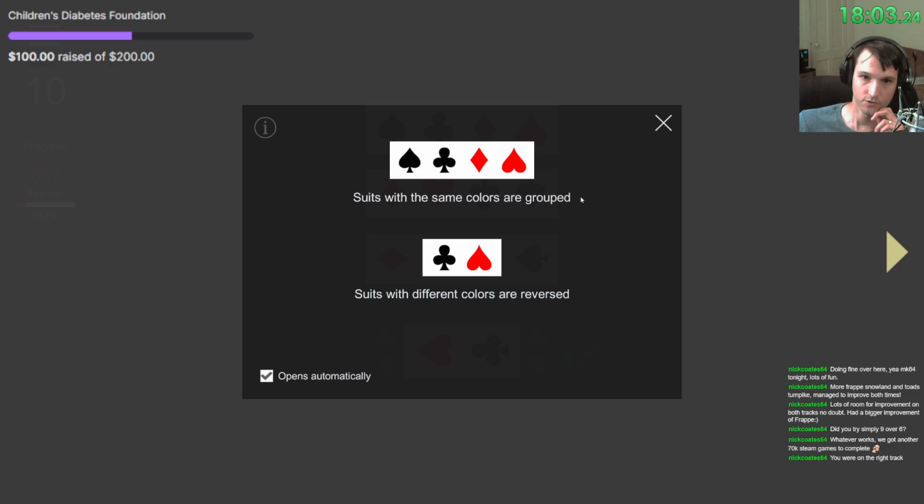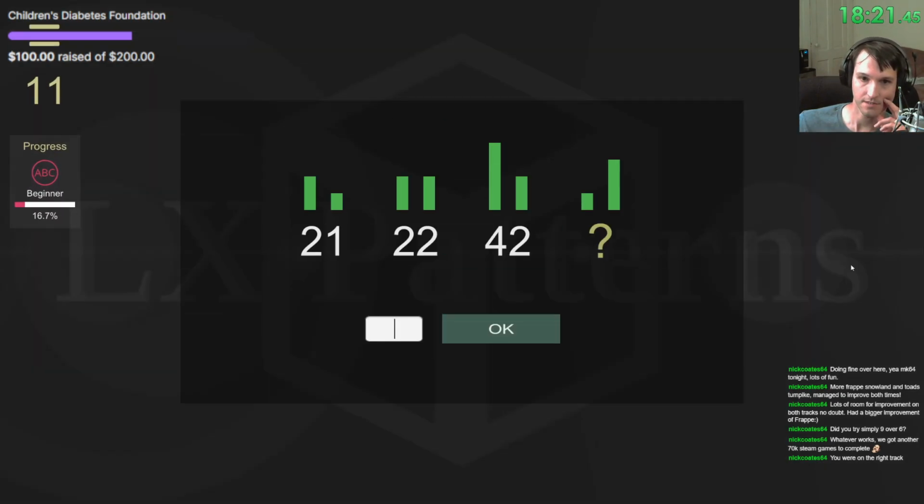Oops, the same colors are grouped, and suits with different colors are reversed. I didn't quite catch that they were reversed. I was just fiddling with them to have them pointing the same as each other. And diamond being symmetrical, you kind of had to pick which way the heart is supposed to go. But having reversed black versus red makes sense. 21, 22, 42, 13. That one was easy.